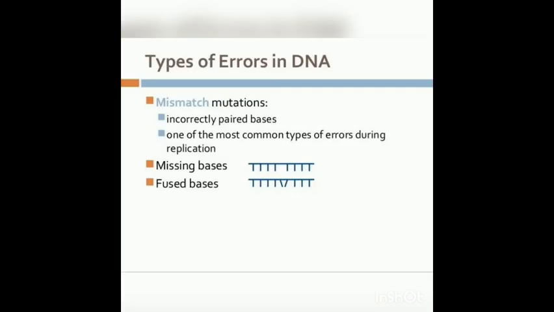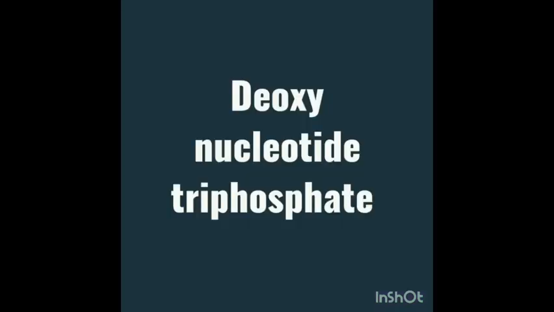Any error will lead to mutation. However, replication errors can be corrected by repair enzymes such as nucleases. Nuclease is a repair enzyme. Deoxynucleotide triphosphate acts as a substrate and also provides energy for the polymerization reaction. So for the polymerization reaction, deoxynucleotide triphosphate provides energy.